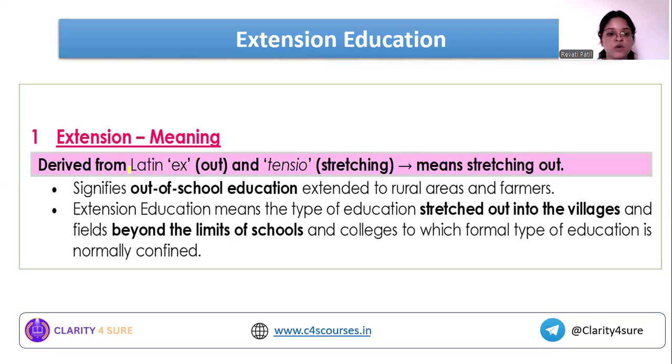Extension was derived from the Latin words ex meaning out, and tensio meaning stretching. That is, extension means stretching out. What are we stretching out? We are stretching out education. For whom? For rural areas and for farmers. From where? From the four walls of formal education, we are stretching out education into the fields, into farmers' fields, into rural areas. So yes, it is out of school education stretched out into villages and fields beyond the limits of school.